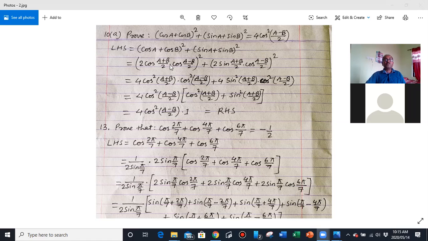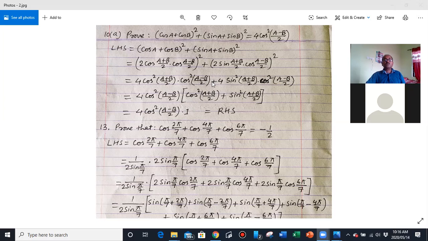2 cos (A plus B) by 2 cos (A minus B) by 2 whole square. Here also sin C plus sin D is 2 sin (C plus D) by 2 into cos (C minus D) by 2, but here in place of C and D, there is A and B. Now with a square, 2 will become 4 cos square (A plus B) by 2 into cos square (A minus B) by 2. Again 4 with this plus sign, sin square (A plus B) by 2 cos square (A minus B) by 2.